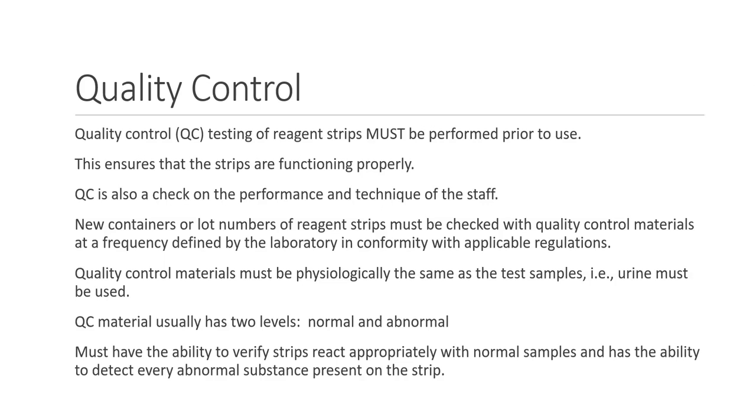QC materials for urinalysis usually have two levels. One is normal and one is abnormal. You must have the ability to verify strips react appropriately with normal samples and have the ability to detect every abnormal substance present on the strip. So your normal control is easy squeezy because it's going to be either negative or normal. The positive control is a nightmare when you're first starting out because all those strips are changing color and you have to mentally remember which pad had which color and then record them as soon as the timing is done.